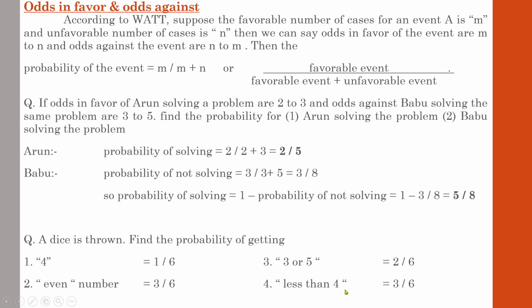Next one, and finally, what is the probability of getting a number less than 4? Remember, even though it is a simple question, you have to be very careful. Less than 4 means numbers less than 4 only. Don't take the number 4. So less than 4 means what? 1, 2 and 3. So there are 3 numbers. So the probability of getting a number less than 4 is 3 by 6.